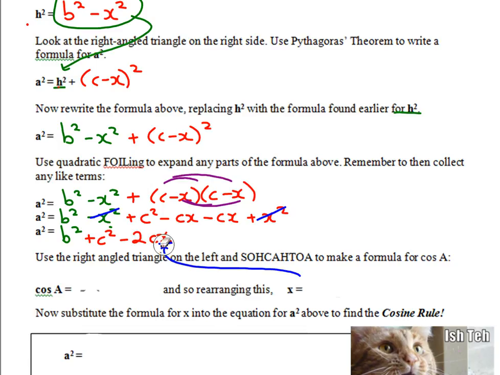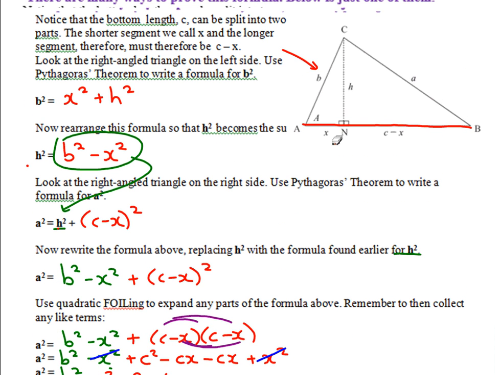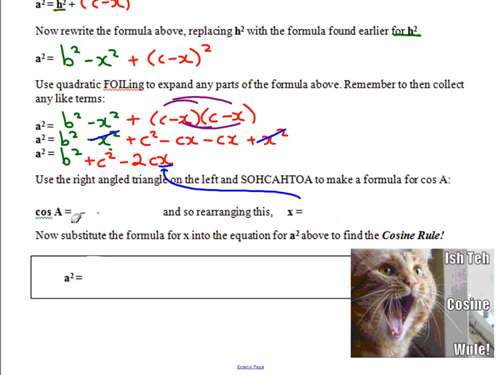Almost there. Now use the right angled triangle on the left and SOHCAHTOA to make a formula for cos of A. So cos of A, according to SOHCAHTOA, is equal to the adjacent over the hypotenuse. So using the triangle on the left, the adjacent is x and the hypotenuse is b. So we can say cos theta equals x over b. And so rearranging this, I'm saying rearrange this formula to make it x equals.